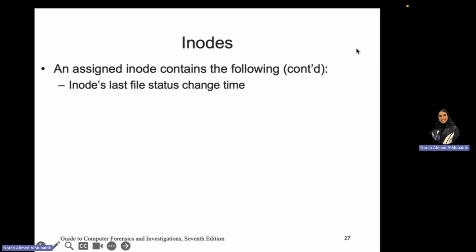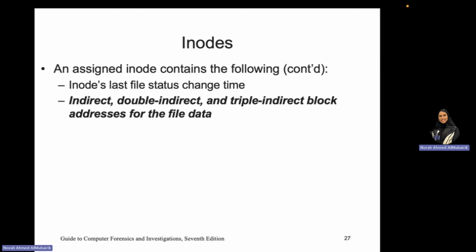An assigned inode contains the following as well: inode last file status change time, when this file has been changed. So when the file permission or owner last changed. It also has something called direct, double indirect, triple indirect blocks, addresses for the file data. So when I ask you this question, how many types of inode do we have within the fourth extended? You will answer, we actually have 4 types. What are these 4 types?